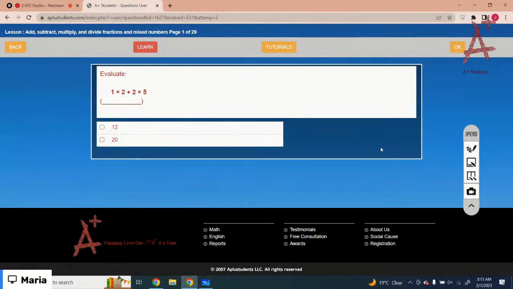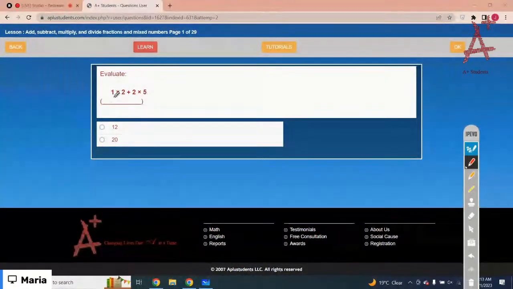1 times 2 plus 2 times 5. So here you have two operations involved, multiplication and addition. Got it? Multiplication has the higher priority, so you have to do multiplication first, but you have two multiplications. So go from left to right. On the left, the first operation is 1 times 2. Got it? So just do 1 times 2 first. 1 times 2 is 2, and then 2 times 5.